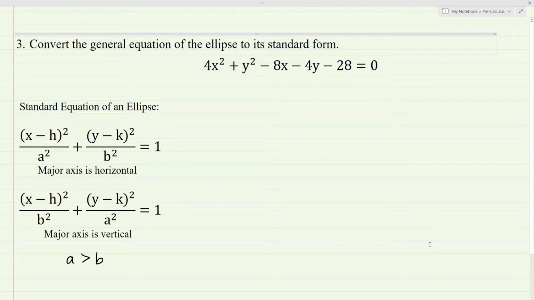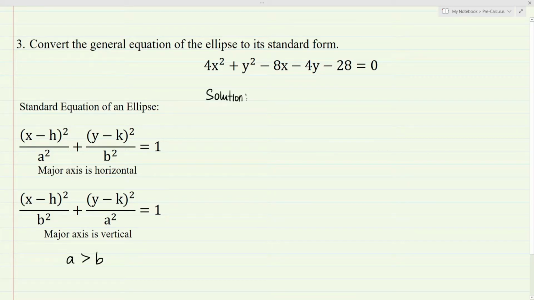Now, to solve for the standard equation of 4x squared plus y squared minus 8x minus 4y minus 28 equals 0, we can start by rearranging the terms so that the terms containing x and the terms containing y are next to each other. So we can start with that.